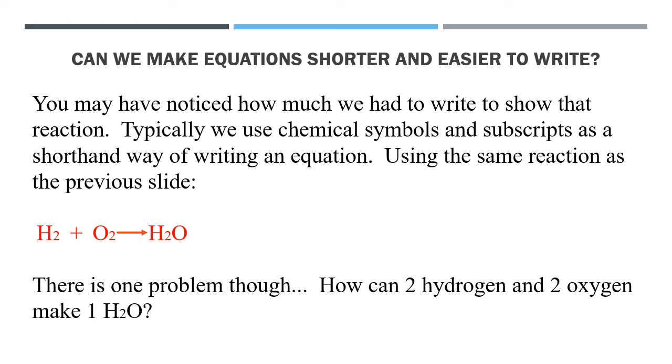Both hydrogen and oxygen are diatomic molecules and are usually found in pairs. There is a problem though. How can two hydrogen and two oxygen make one H2O? That doesn't match up. The oxygens are different in number on the two sides of the arrow. We have two on the left and only one on the right.